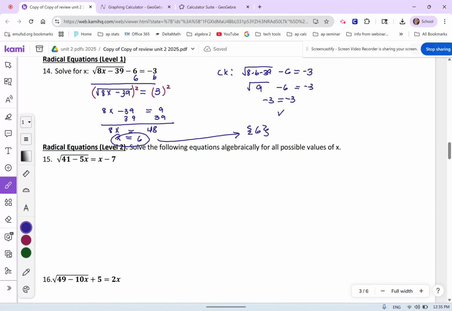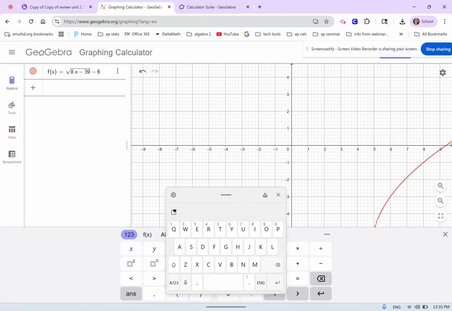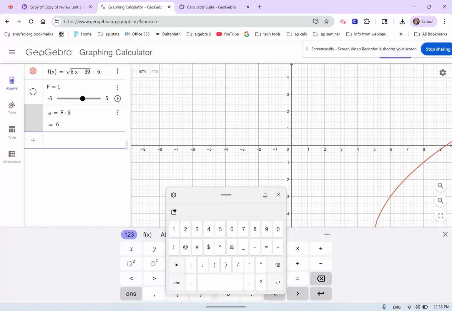You could have also checked in the graphing calculator. If you use GeoGebra to do that, you would enter the function name. If you enter the square root of 8x minus 39 minus 6, it automatically puts in the function notation, and then I would just go f parentheses, hopefully that will work with a capital, and then negative 3. I need the 6. And hit enter, and notice it gives you, I am not quite sure why it did that.